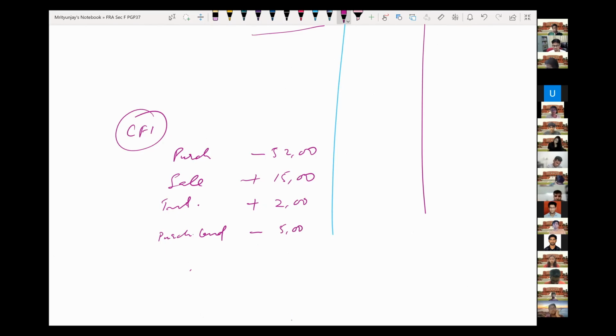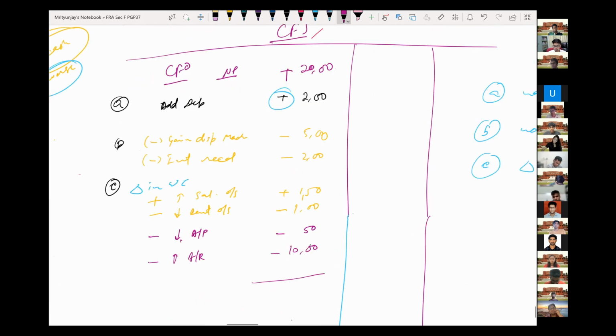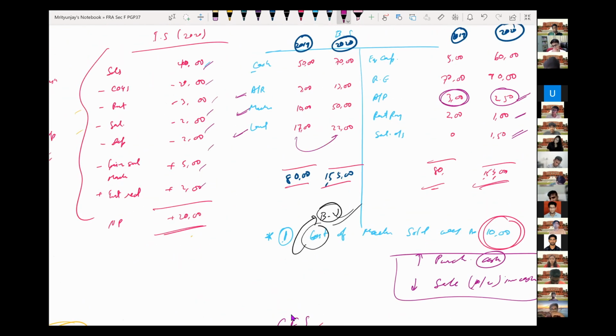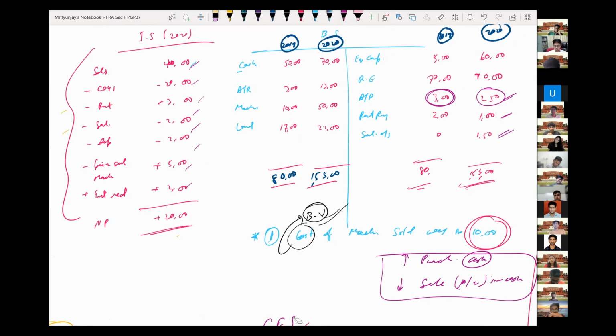How did I find this number? Because I looked at my opening balance and closing balance and I found out that closing balance is higher by 5 lakh rupees. That means I must have purchased this much of land. Let us go ahead and look at rest of the numbers.